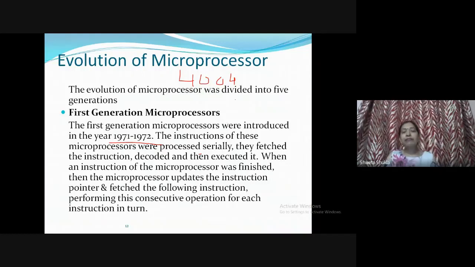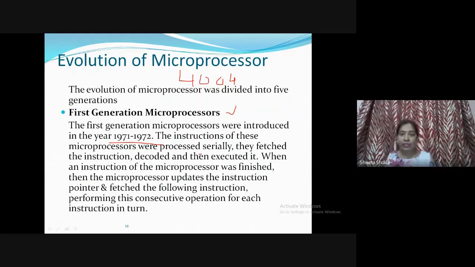So actually, the working of a first generation microprocessor is that they first fetch the instruction, they decode the instruction, and then they execute it. That means they process on it. Okay, this is the actual working of any microprocessor. So keep in mind that any microprocessor actually works in this way only. They first fetch, then they decode, and then they execute. This is the way of the processing.